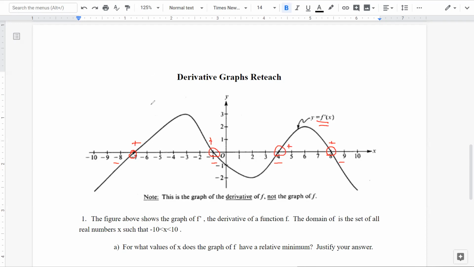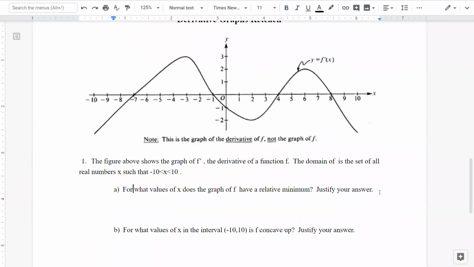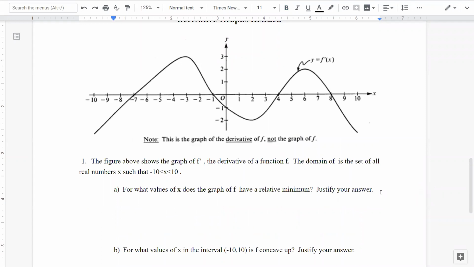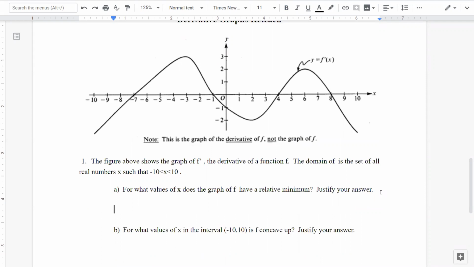So if I were to actually write out a complete sentence for this, it might look like this. So I want to start my sentence frame with the following. I want to say, f has blank at blank because f prime blank. All right, so this is just a general sentence frame to help us put some meaning to this math.